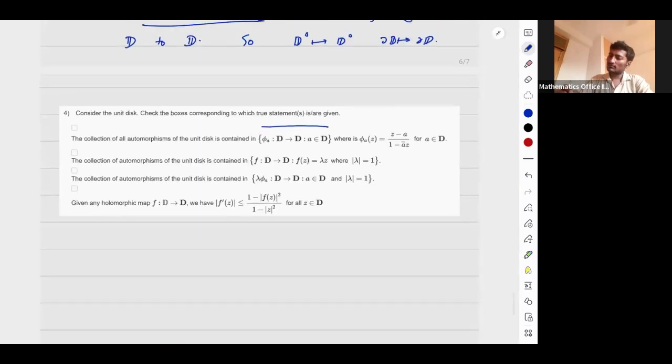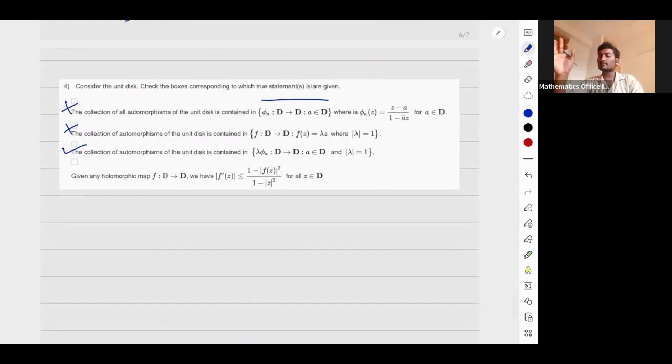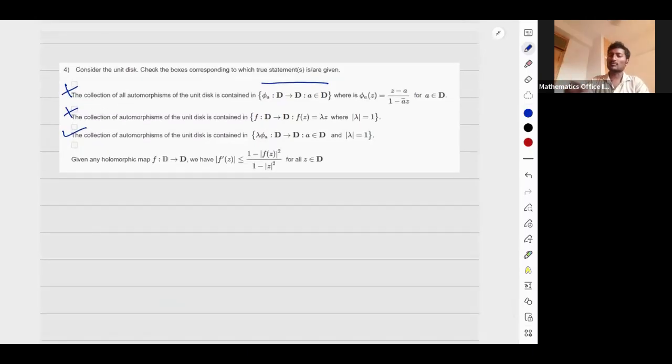So this is incorrect. This is also incorrect. This is correct. This is what the theorem is. Okay. I think this is directly from the classification of automorphisms of the unit disk. So I don't think I need to recall all of the proof. But we'll see the last option.